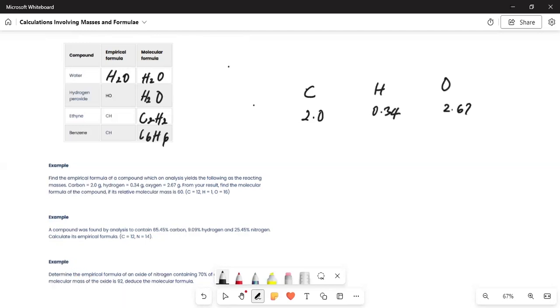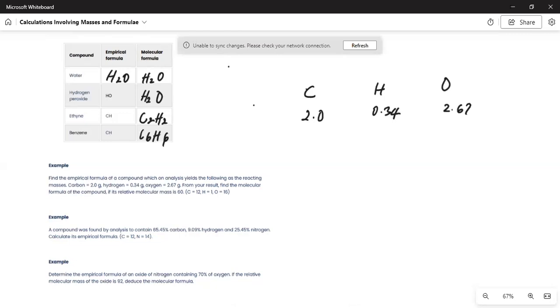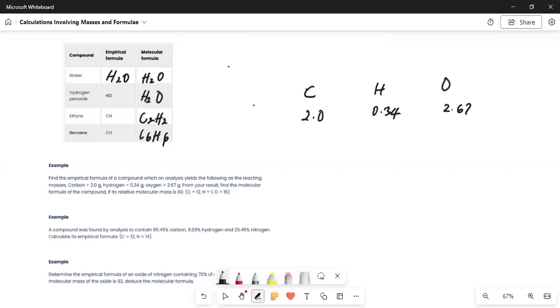And recall that since the empirical formula tells us the mole ratio in which the elements are combined, that means we are going to calculate the mole ratio of each of these component elements. And mole ratio is the reacting mass divided by the molar mass of each of the elements. So the reacting masses are already indicated below each of the component elements. For carbon, the reacting mass is 2.0, so we divide this by the relative atomic mass of carbon, which is 12. We do the same thing for hydrogen, which is 1, and then for oxygen, which is 16.